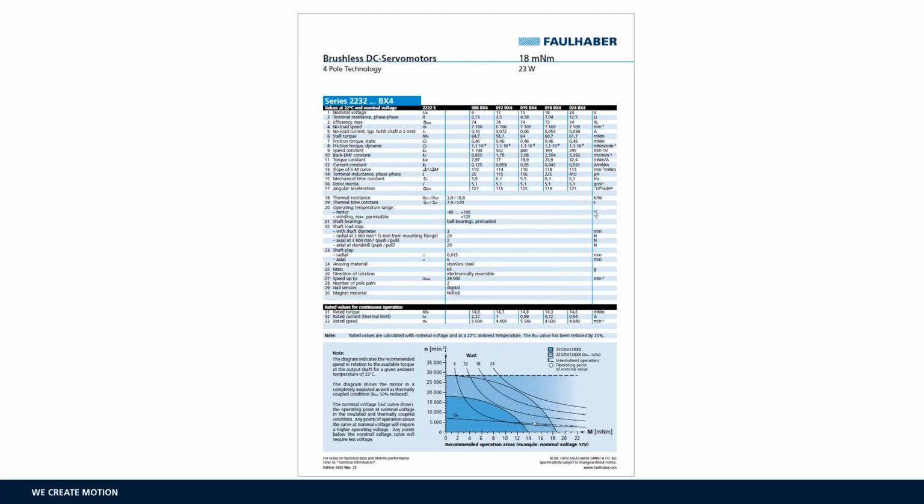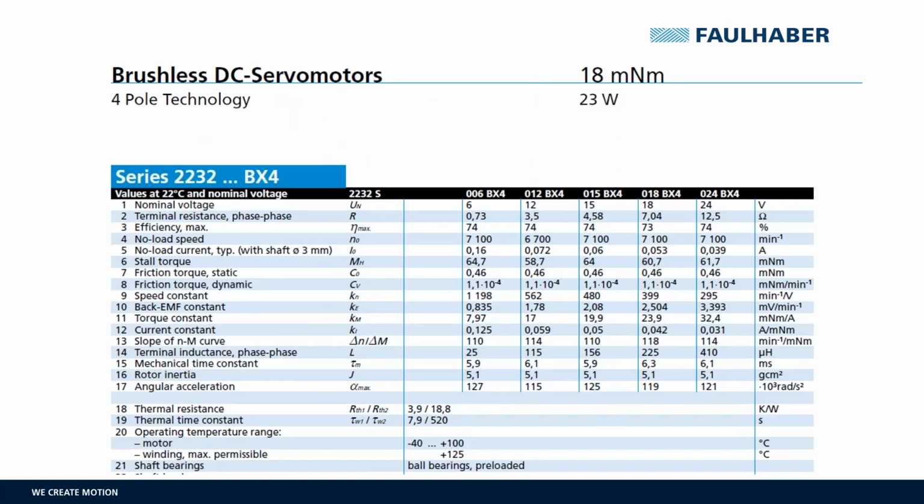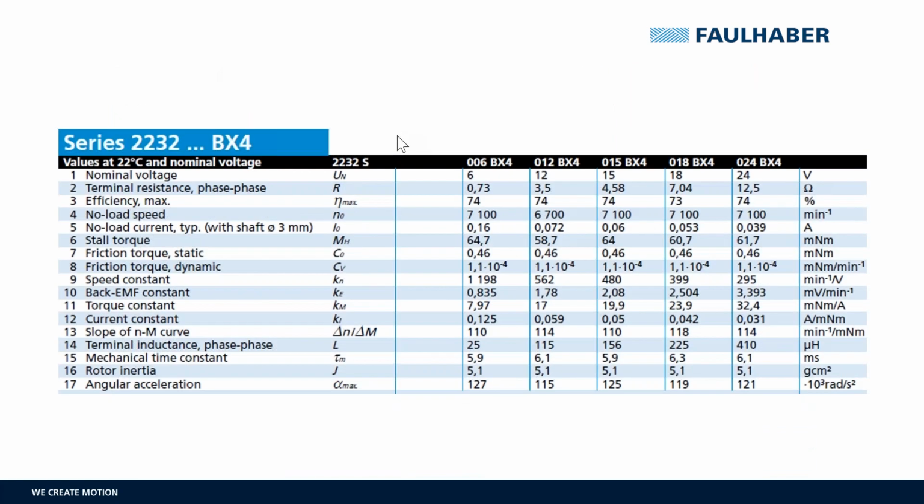Here we can see the first page of the datasheet. The header shows basic information like product name and motor technology. Here, 2232BX4 and a brushless 4-pole motor. Please pay attention that all the shown values are valid for 22 degrees Celsius and nominal voltage. I will use the 12-volt winding type as an example to guide you through.